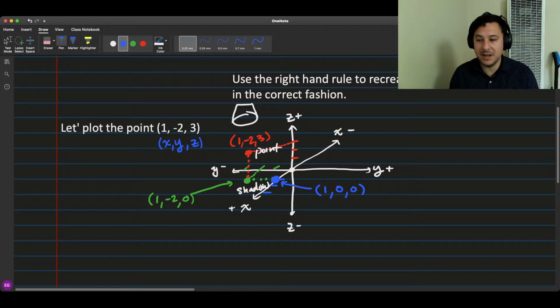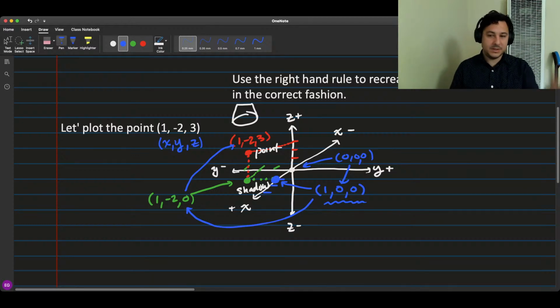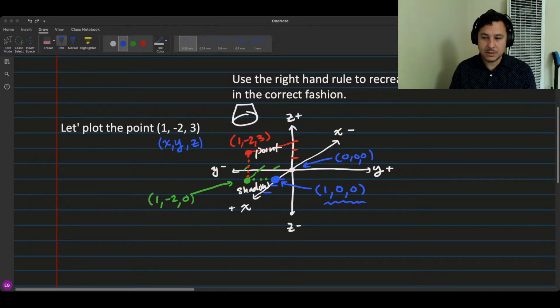So I started off here at the origin, 0, 0, 0, and I moved 1 in the x direction. So I went from here to here. Then going from here to here, I moved -2 in the y direction. And from that one to that one, I popped up 3 in the z direction. I probably should have put 1, 0, 0 for the first point.